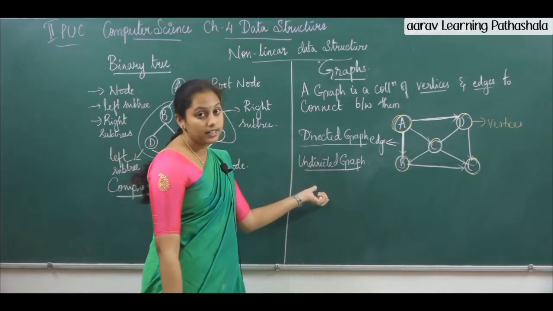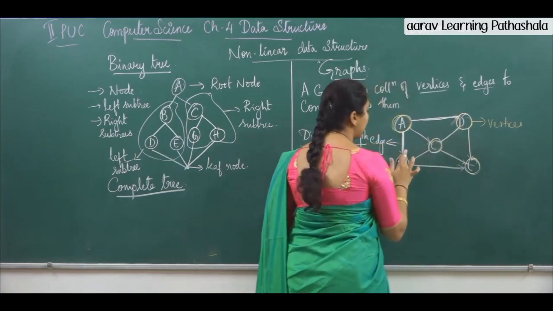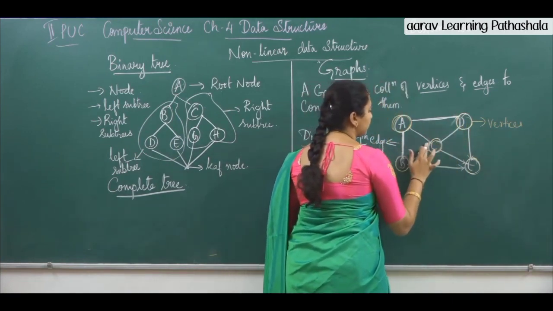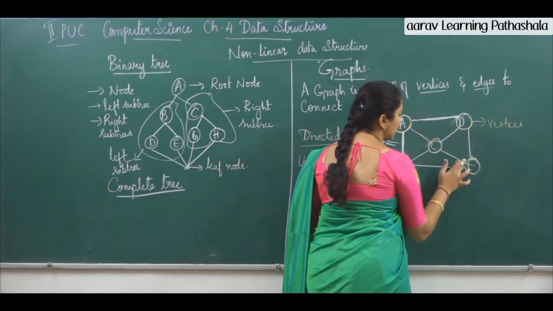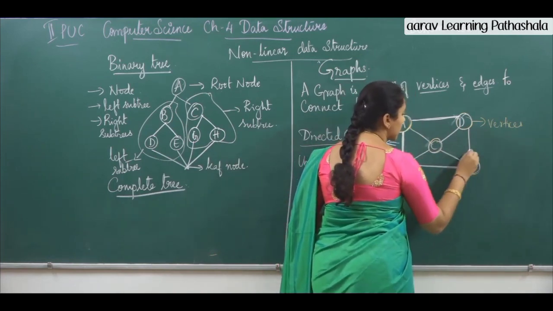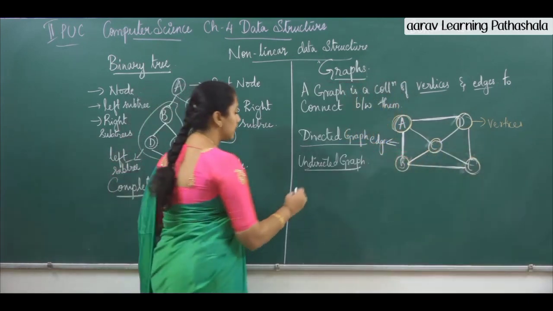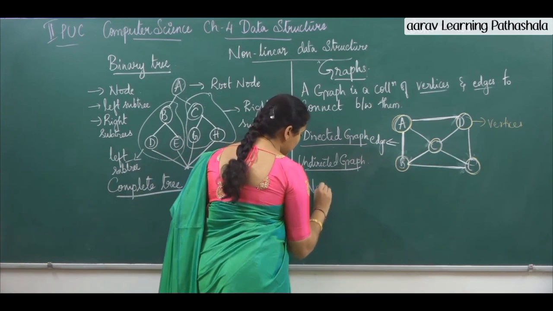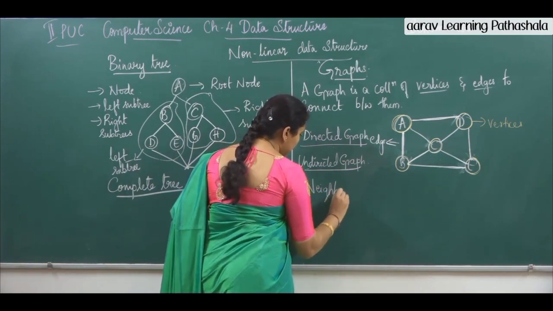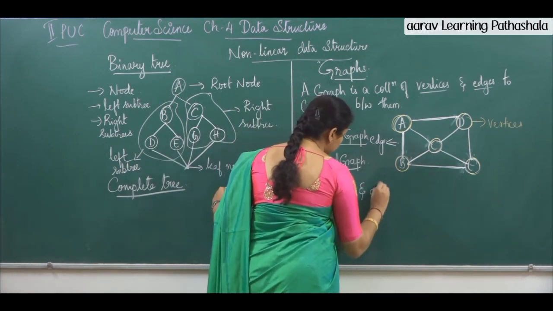So what is an undirected graph? If a graph does not contain any directions on its edges, such type of graphs is called undirected graphs. What is neighbors and adjacency? Neighbors and adjacency.